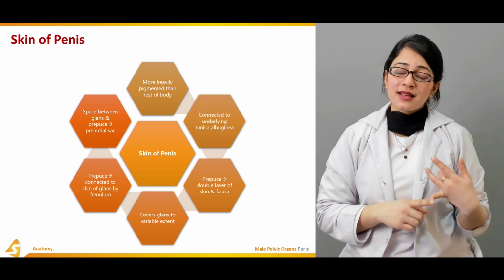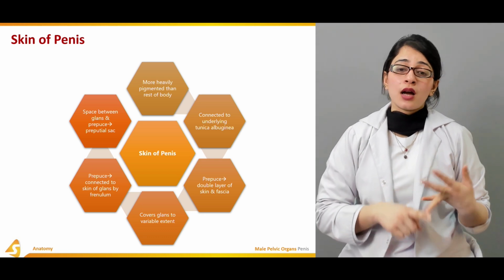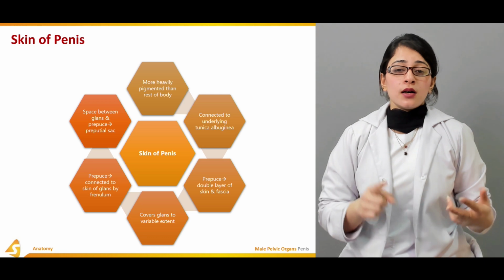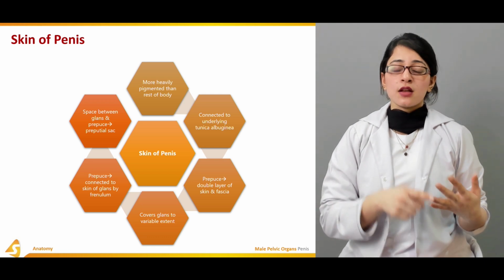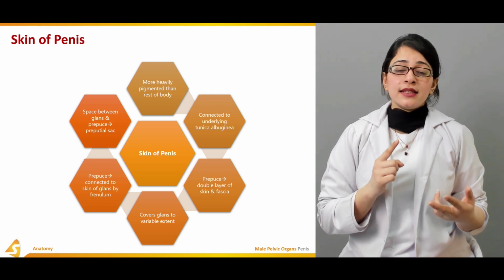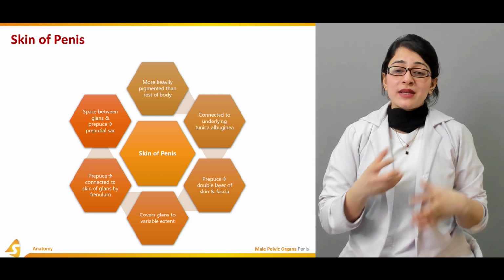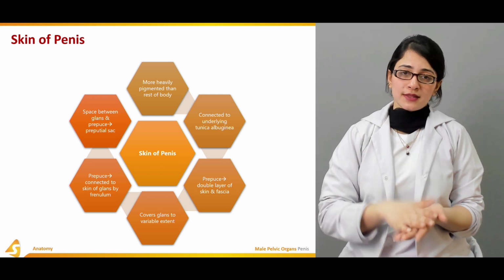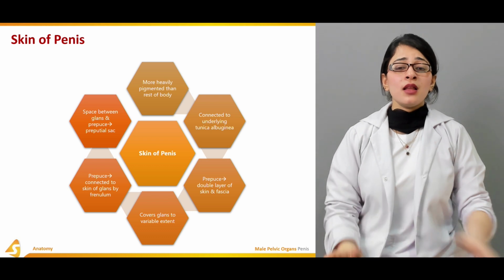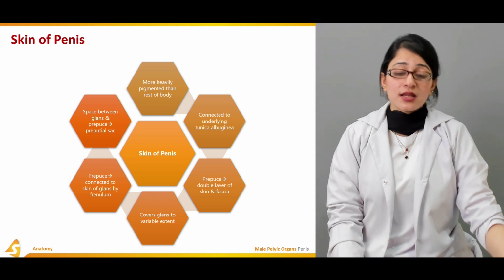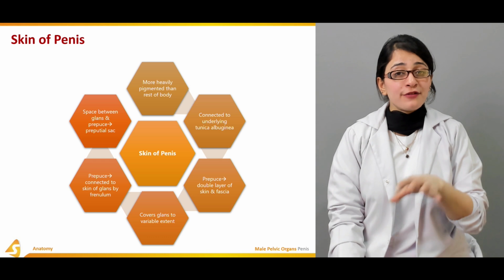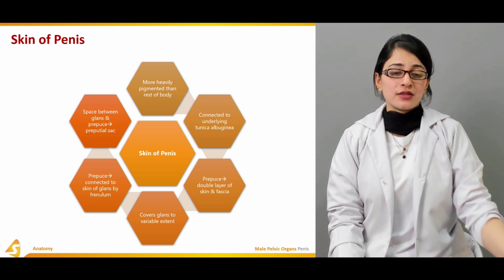So it's more pigmented as compared to the rest of the body. It's connected to the underlying tunica albuginea, which is the covering. We studied this covering in the testes. Then we studied the prepuce. Basically it is the double layer of the skin. When skin gets double, this area is named the prepuce, and it is the double layer of skin and fascia. So the fascia is also connected with this region.